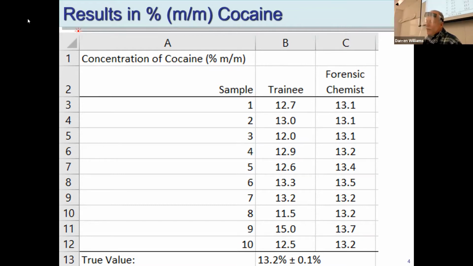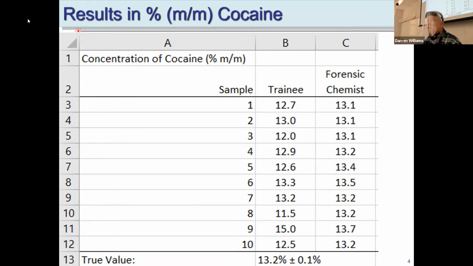It does look like they do surround the true value though. So accuracy, it looks like both of them could be accurate. Okay, so we'll have to do a little bit more looking for these. Let's look at a graphical method.